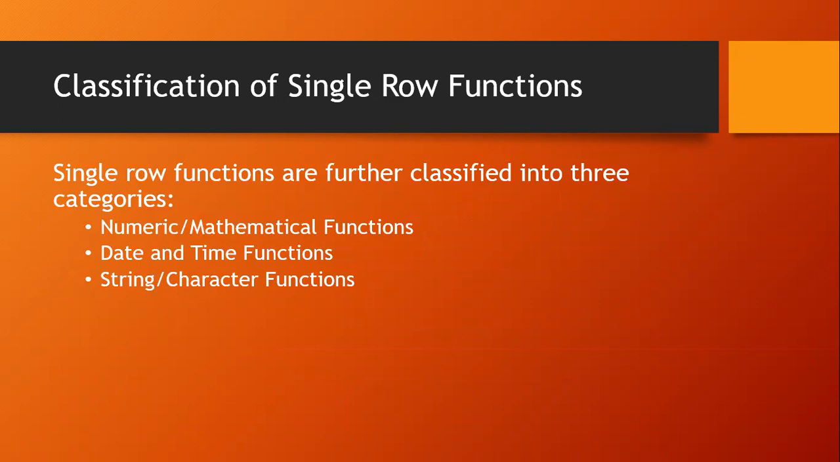Classification of single row functions. Single row functions are further classified into 3 categories. They are numerical or mathematical functions, date and time functions, and string or character functions. Each function we will be discussing in detail with practical examples in the coming section.